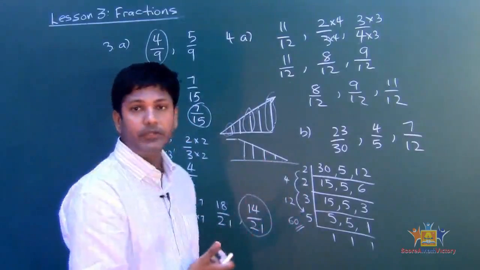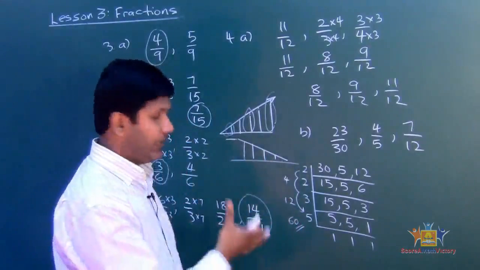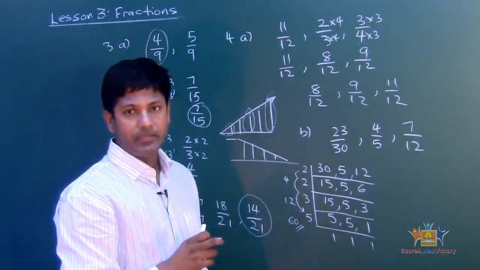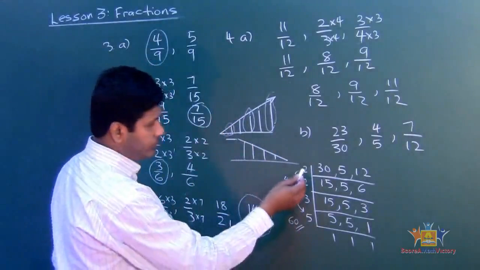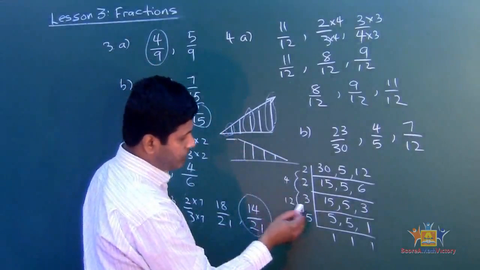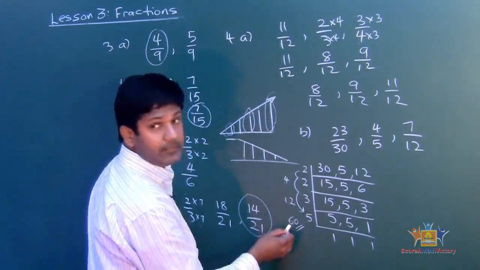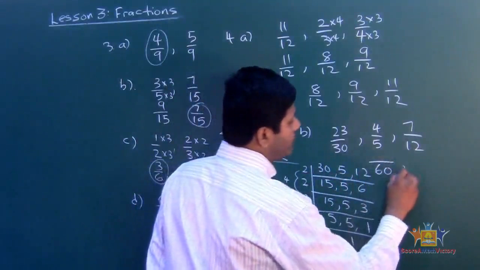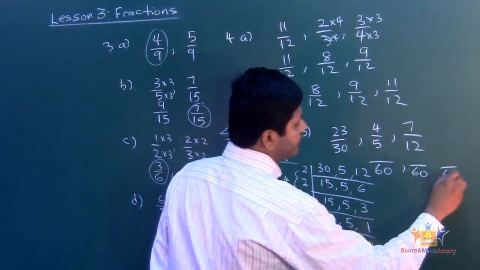That's why Mr. Mac is doing it like this. If it's outside our range, we use the long multiplication method. Okay, so 2 times 2 is 4, 4 times 3 is 12, 12 times 5 is 60. So that means 60 is the common denominator for all these three.